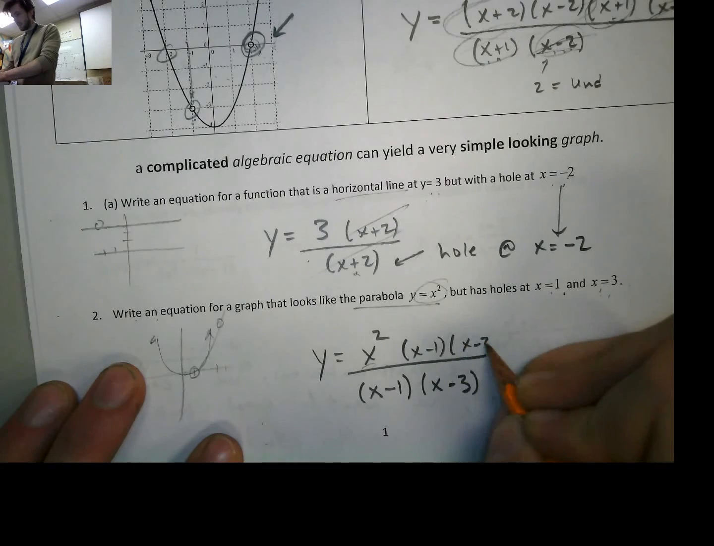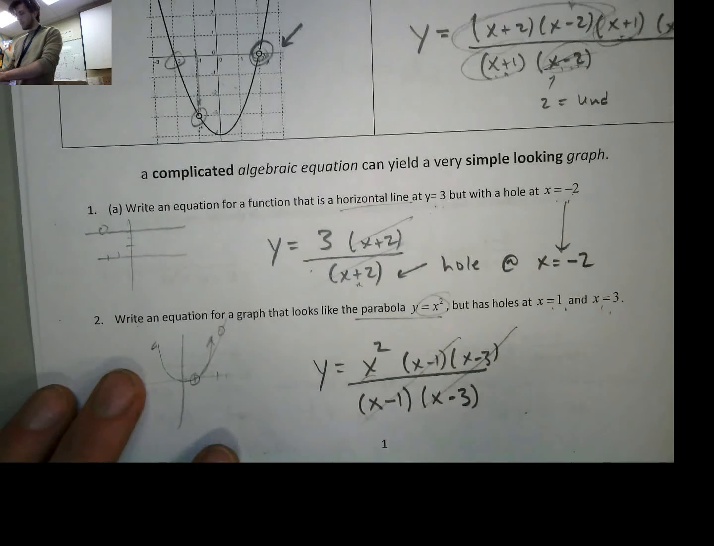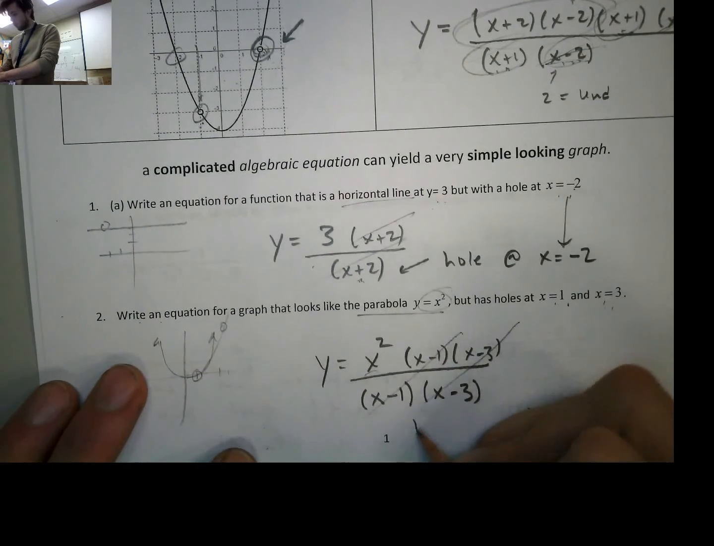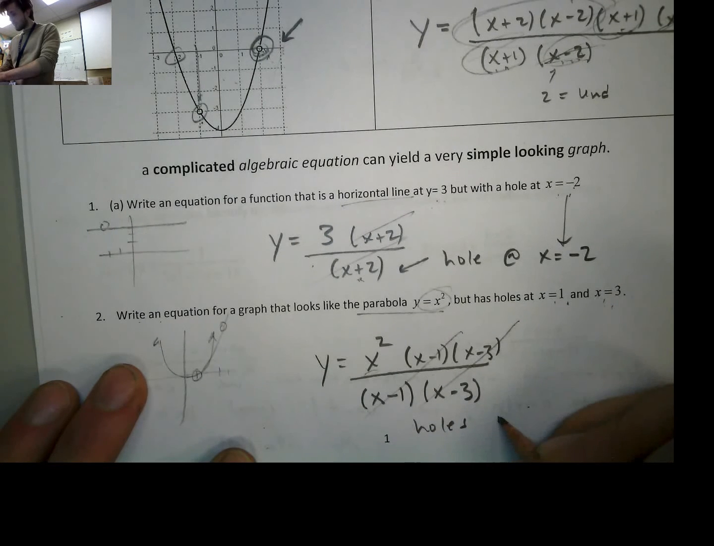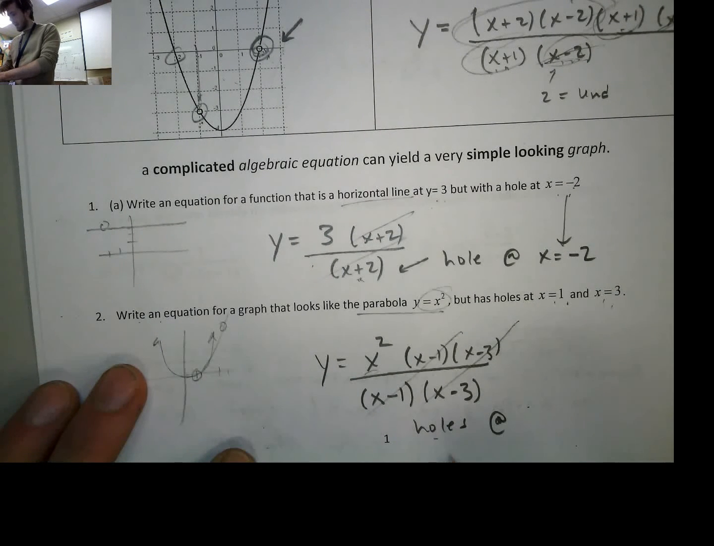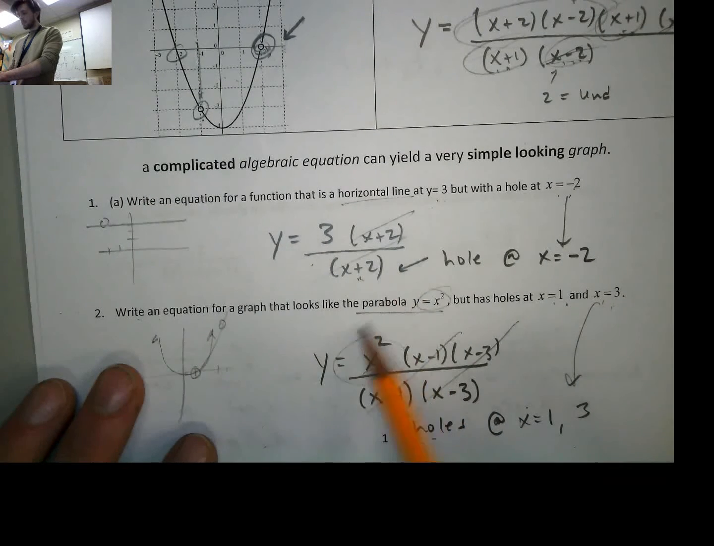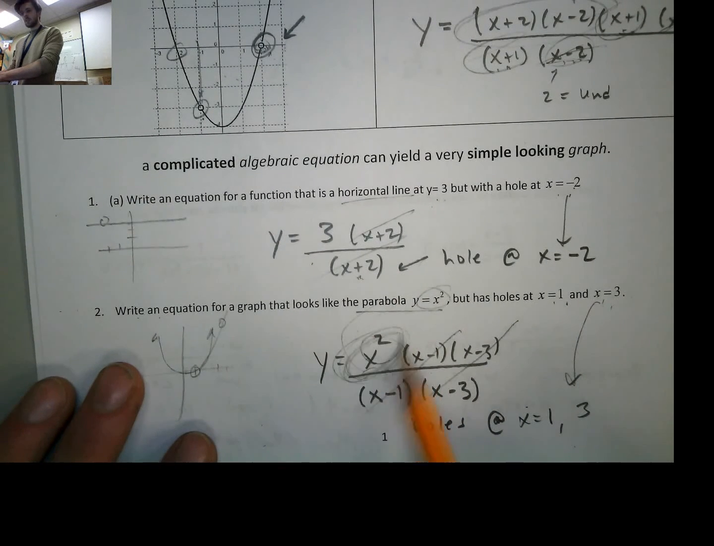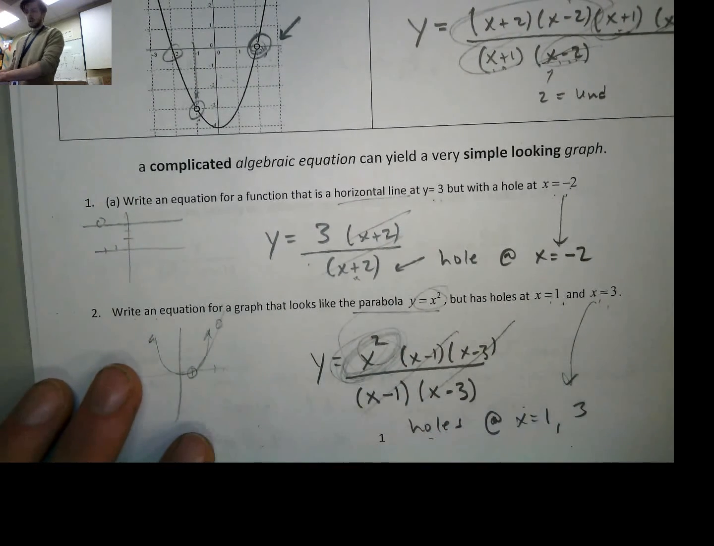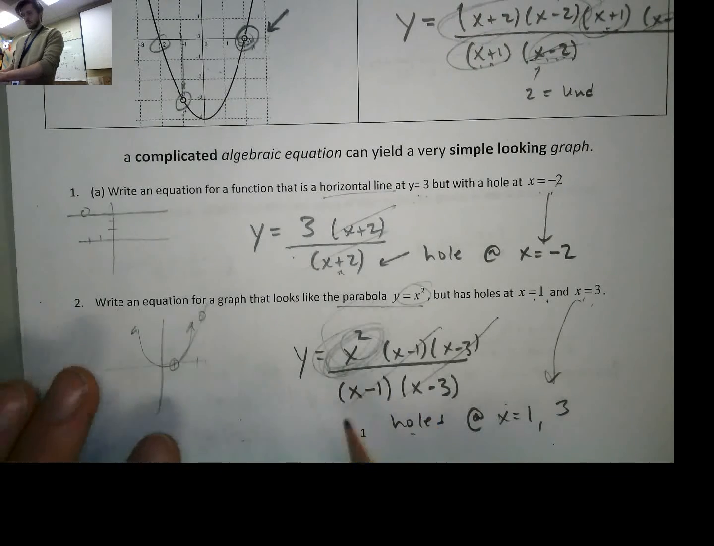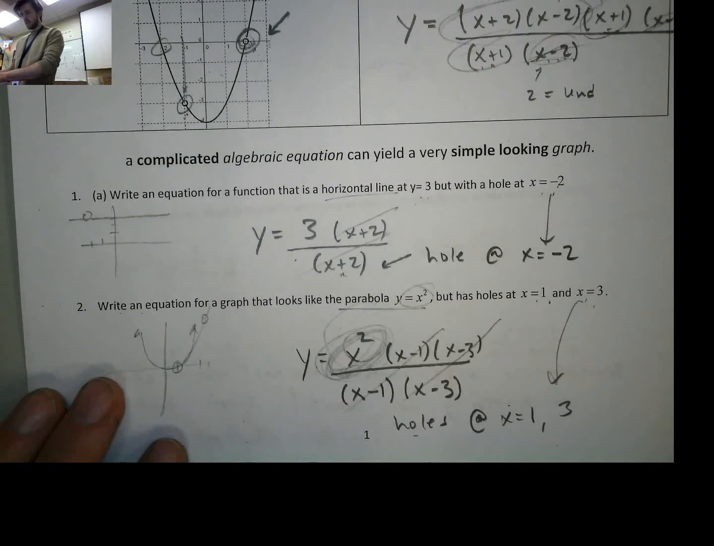And we got to have the same top and bottom. They would cancel out if we simplified, but they still have a hole, or two holes, two discontinuities at 1 and 3, like we were asked. Now you could make this more complicated. You could have this be something crazy right here instead of just x squared. But that's the simplest one, so let's stick with that.